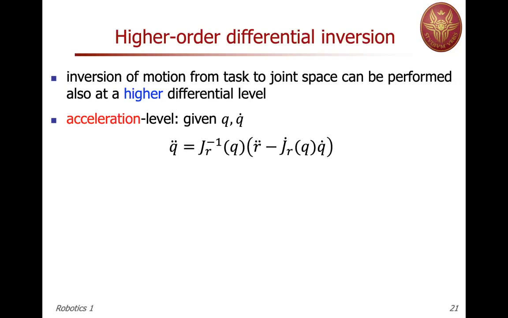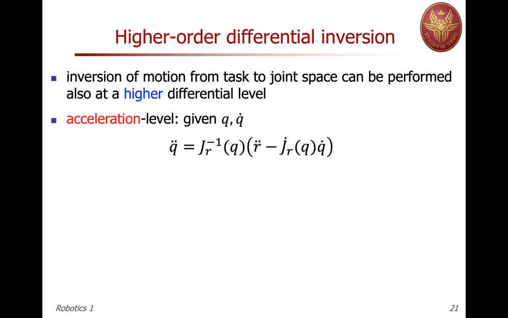You remember the relation at the acceleration. We had r double dot equal Jacobian times q double dot, so the joint acceleration, plus the time derivative of Jacobian times q dot. So now you assume, while for inverting at the velocity level, you assume that you know where you are. So you know the configuration q. With this value, you compute the Jacobian, you invert the Jacobian, multiply by v, and get the joint velocity q dot. In order to do this inversion at the acceleration level, you need more information.